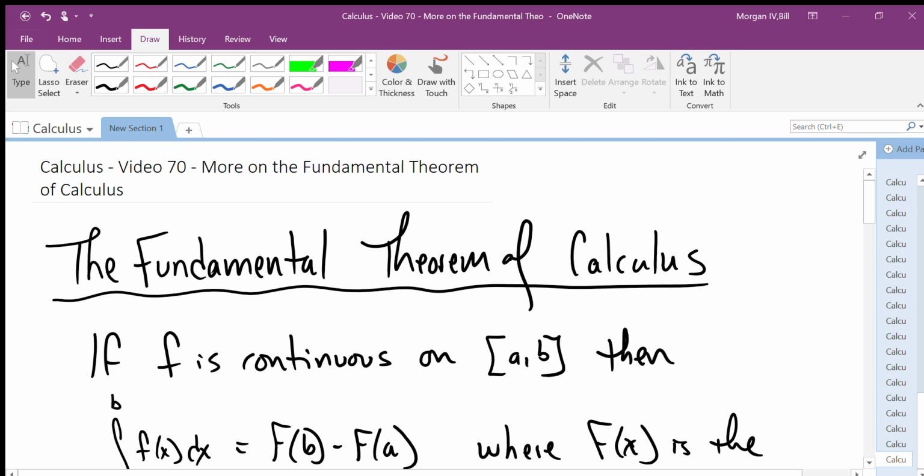Calculus, video 70, more on the fundamental theorem of calculus. So in the last video, I neglected to write down the formal definition of the fundamental theorem of calculus, the formal theorem here, so let's write this down.